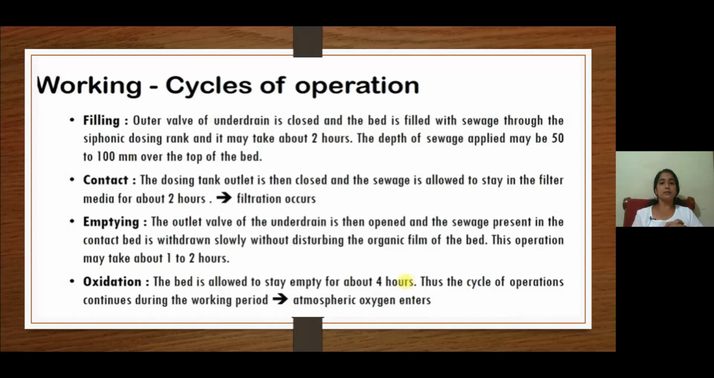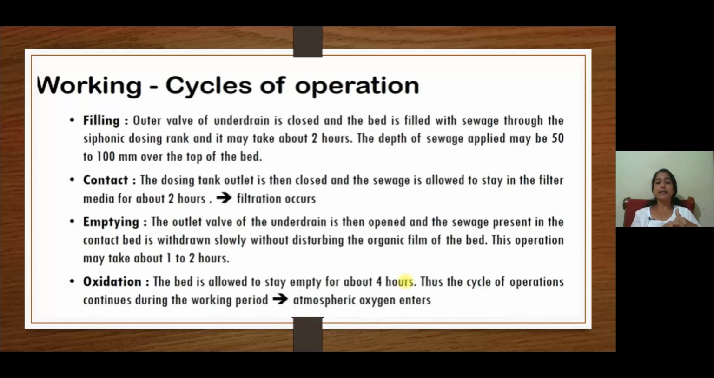Then working, that is the cycles of operation. The first one is filling. The outer valve of the under drain is closed, and the bed is filled with the sewage through the siphonic dosing tank, and it may take 2 hours for feeding this filtration tank. The depth of the sewage applied may be 50 to 100 over the top of the bed. It is the maximum overhead quantity of wastewater inside the filtration tank.